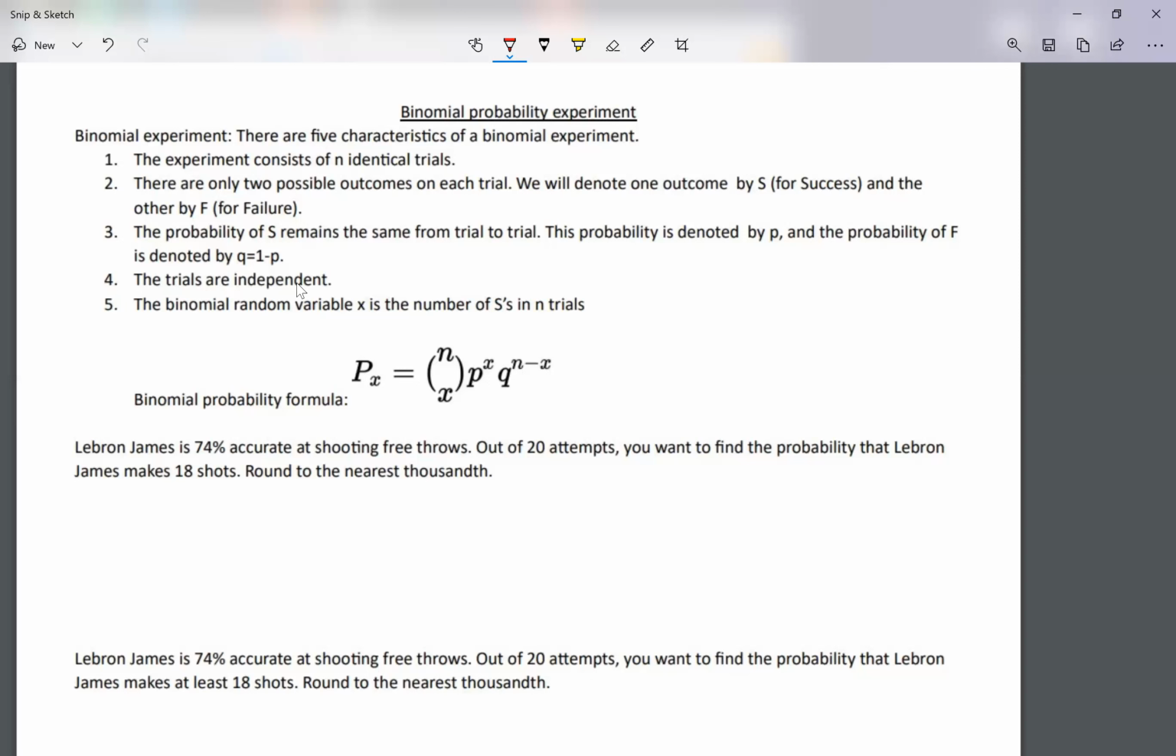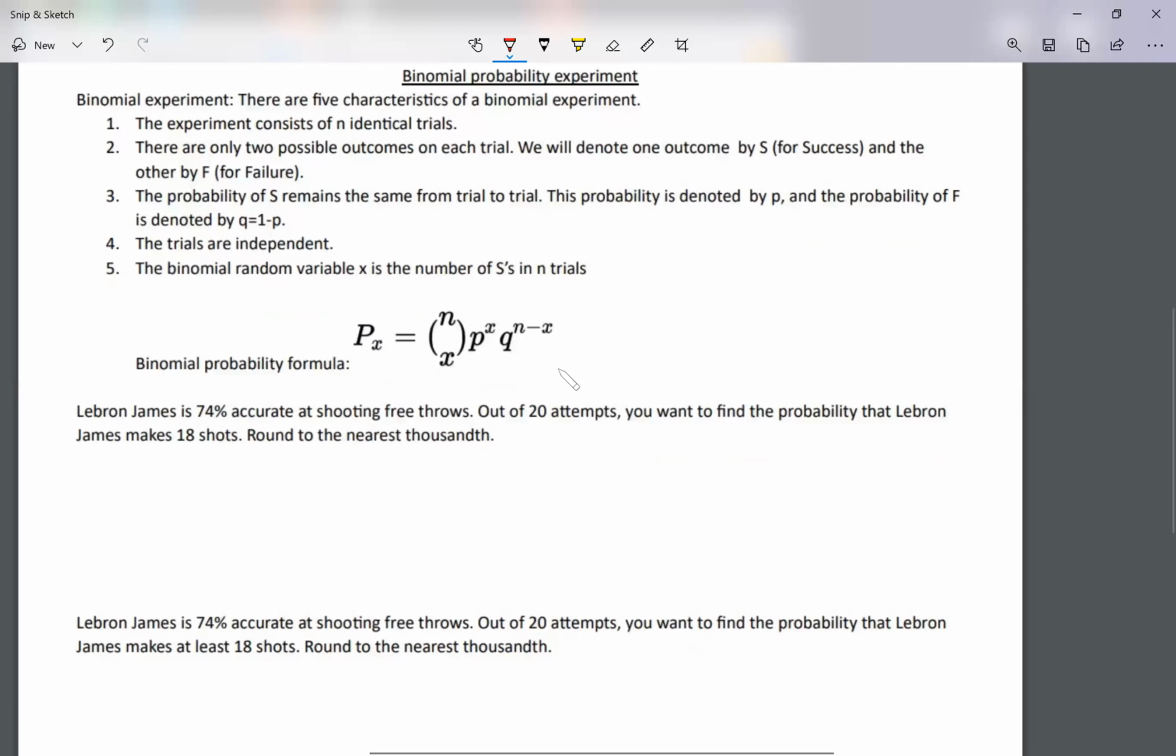The trials are independent, so whatever happened in one trial does not affect the next trial. And the binomial random variable is the number of successes in the trials. We're going to use this formula: the probability of X is n choose x, P to the x, times Q to the n minus x. What does this mean? Let me explain it with an example.